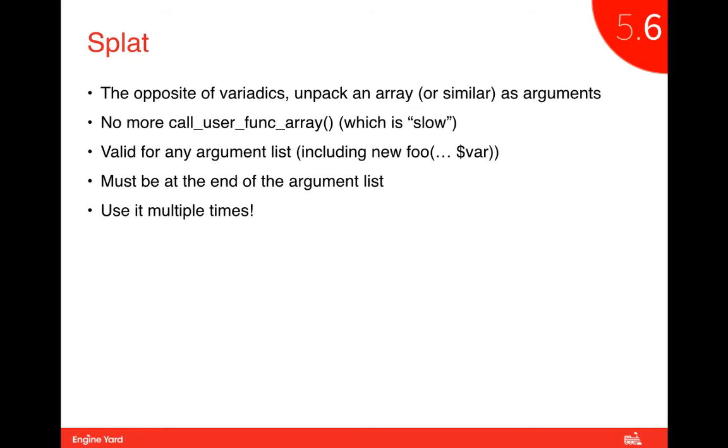No more call_user_func_array, which is super slow. Yay! It's valid for any argument list, including instantiation of objects, and it must be the last thing in the argument list. But you can use it multiple times, unlike when you're defining variadic functions.